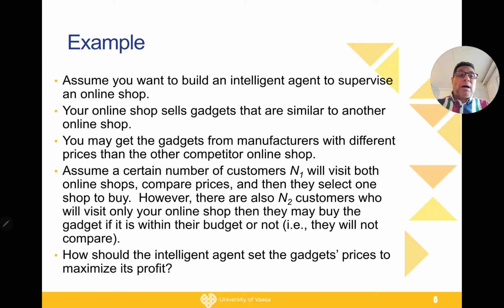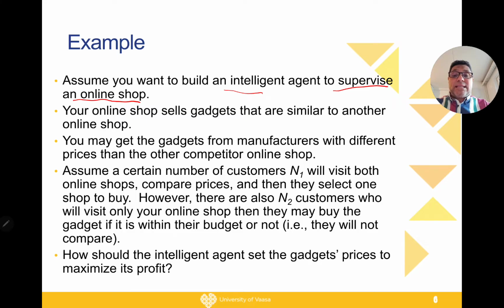Let us have an example of a game theory application. Assume that you want to build software, an intelligent agent, to supervise an online shop. This online shop sells some gadgets, and it is completely supervised by the intelligent agent. There is also another online shop that sells the same gadgets as the first one.